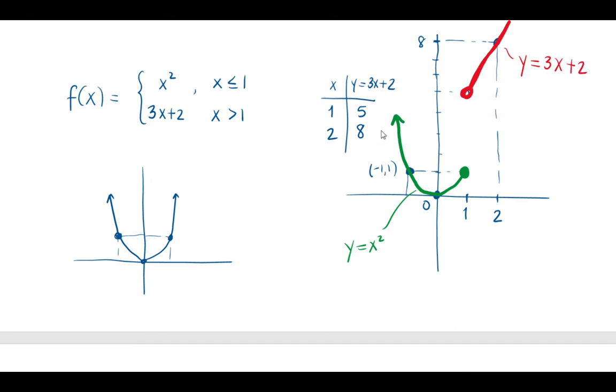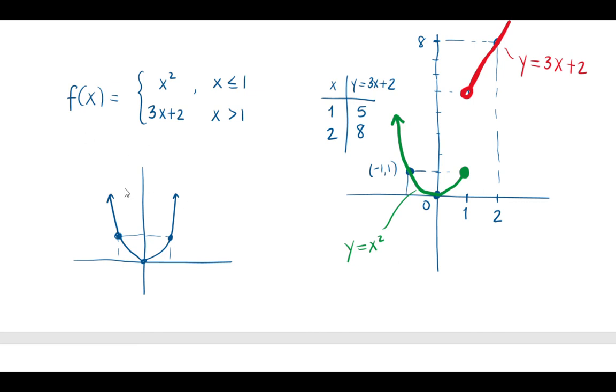This is how you graph piecewise functions. And this is an open circle because 1 is not included on the line. So it's included on the parabola. I hope this example is clear. I'll move to another example.